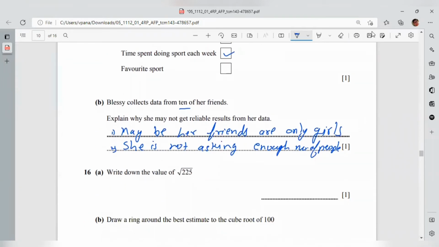Write down the value of root 225. So root 225 is 15.